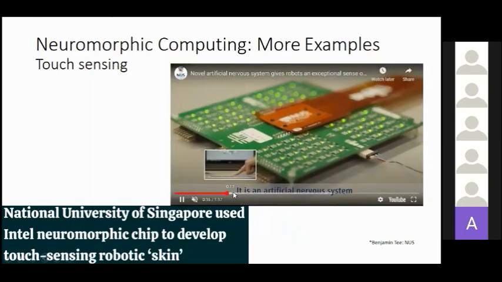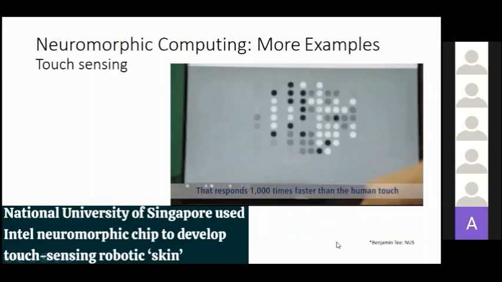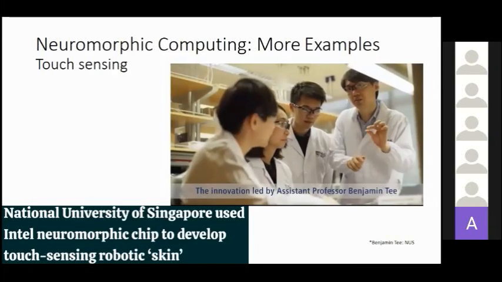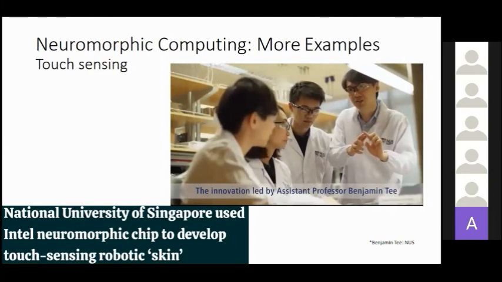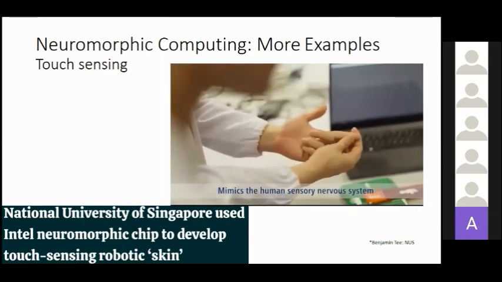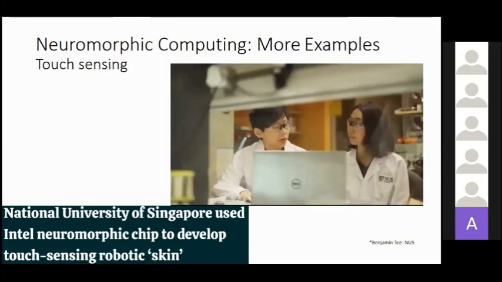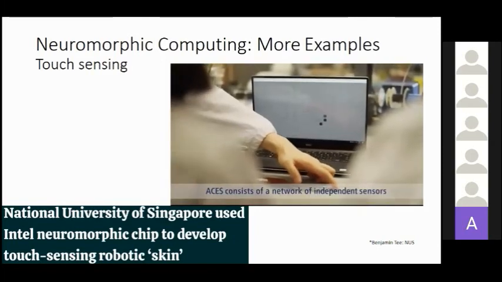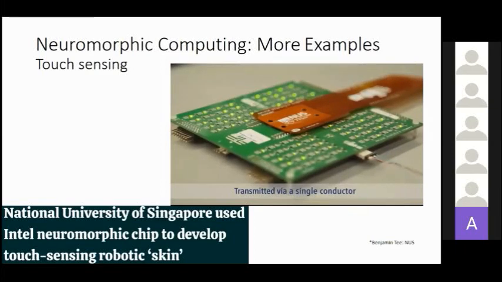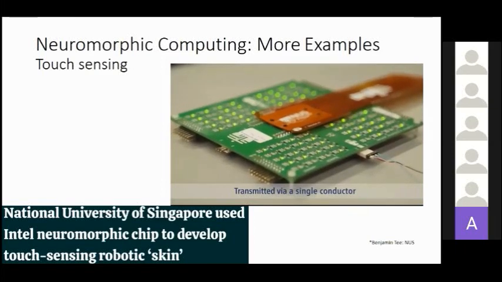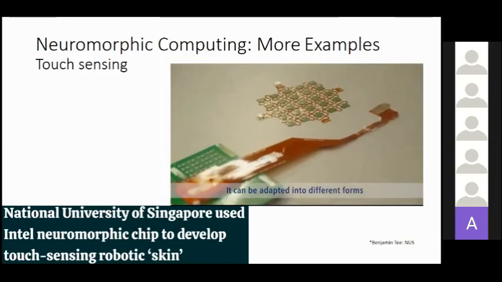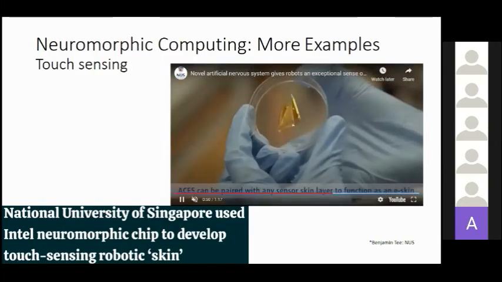surfaces. Right here we see the person pressing on the finger, and it's responding with spikes based on the pressure at different points. You can use this to categorize texture. You can use it as feedback to the robotic system to say if the surface is hard or soft, and the robotic hand is going to respond depending on the texture of the surface. Right, so those are possible.